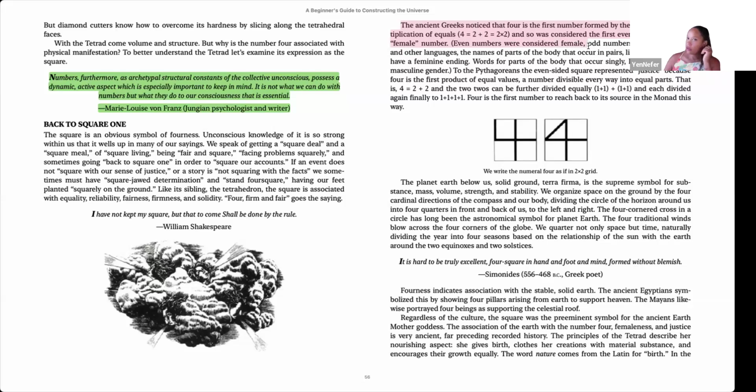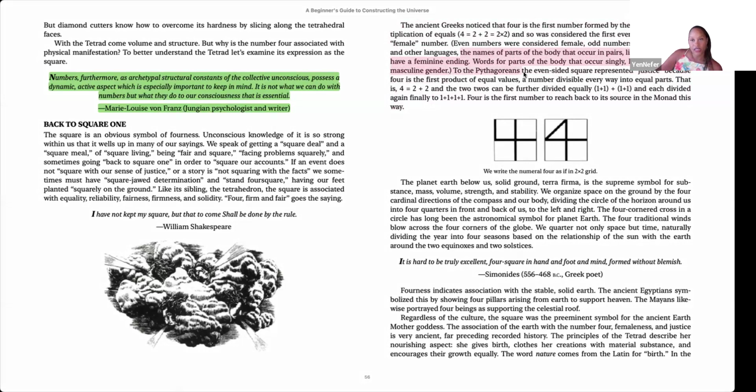Odd numbers, male. In Hebrew and other languages, the names of parts of the body that occur in pairs, like eyes, hands, have a feminine ending. Words for parts of the body that occur singly, like the nose, have masculine gender.